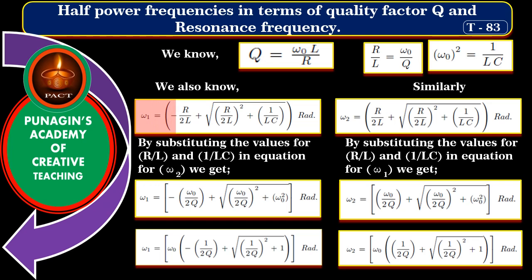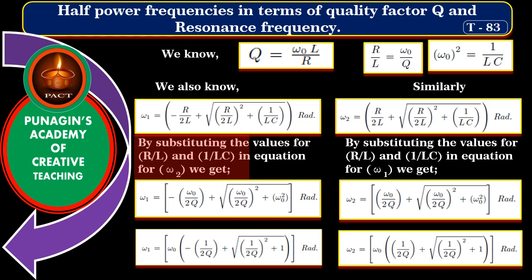We also know that omega 1 is equal to minus R by 2L plus square root of (R by 2L) whole square plus 1 by LC radians, and omega 2 is equal to R by 2L plus square root of (R by 2L) whole square plus 1 by LC radians.